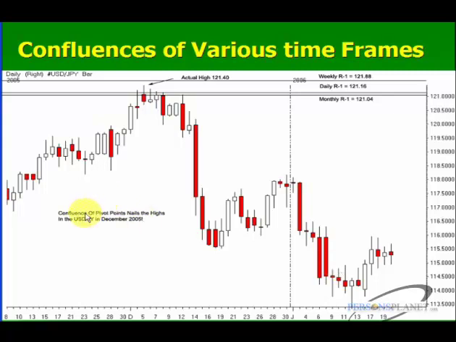So confluence of pivot points actually helps nail the high. It's kind of interesting. That was the exact high that day. That was the daily R1, 121.16. If you add these values up and average out the monthly, the weekly, and the daily numbers, you'll find out that you're pretty close to what? 121.40, the actual high.